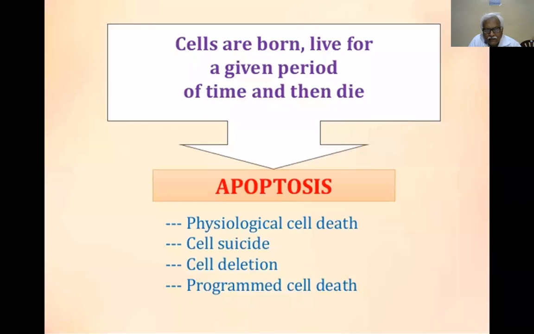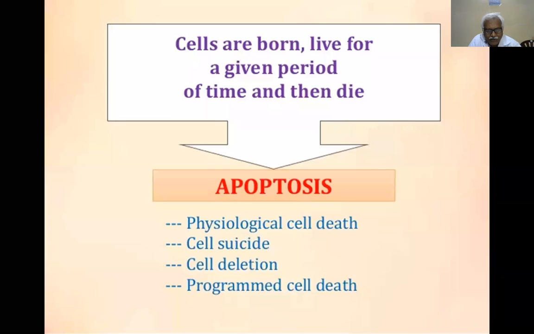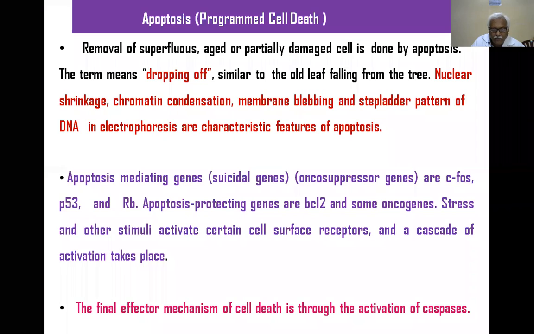So it is known as apoptosis. That's otherwise known as physiological cell death, or in harsher words, cell suicide, and in more palatable words, cell deletion. Ultimately, the scientific term is programmed cell death. So apoptosis is programmed cell death. Everything is programmed. Removal of superfluous, aged or partially damaged cells is done by apoptosis. The term means dropping off, similar to old leaves falling from a tree.